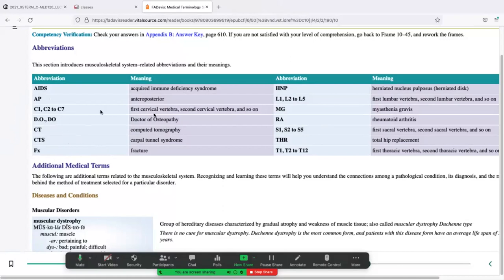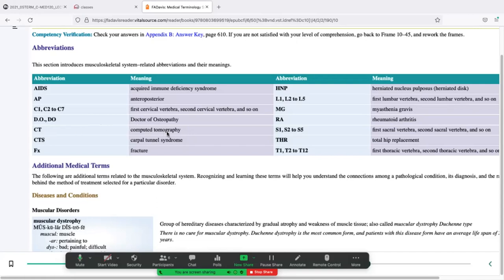I already talked about how we label vertebrae by numbers. DO is a doctor of osteopathy. Now, maybe back in the day, like the 1930s or 1940s, they'd be a different species of doctor. But nowadays, a DO has almost identical responsibilities and training as an MD. Even in the past, during my time, a DO couldn't do minor surgery, but nowadays they have extra training and they can.